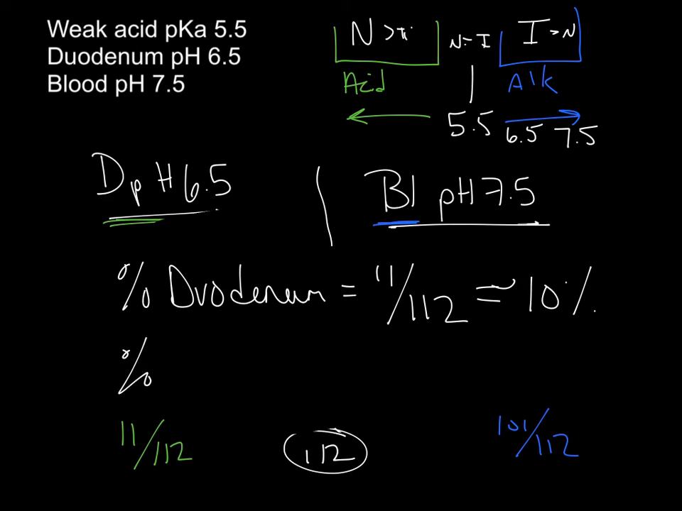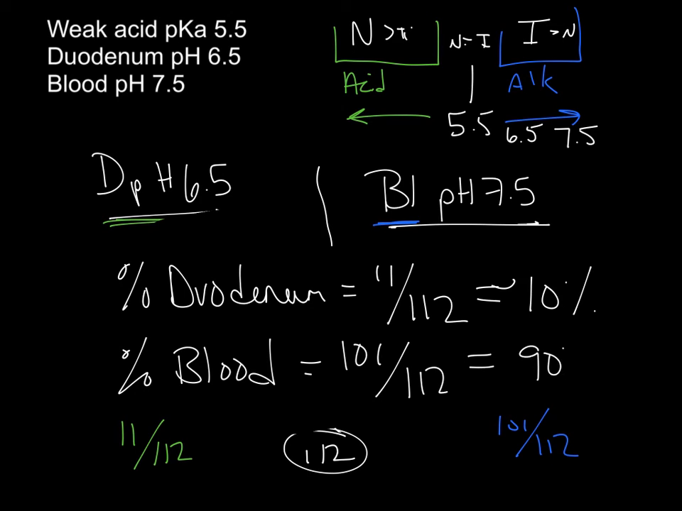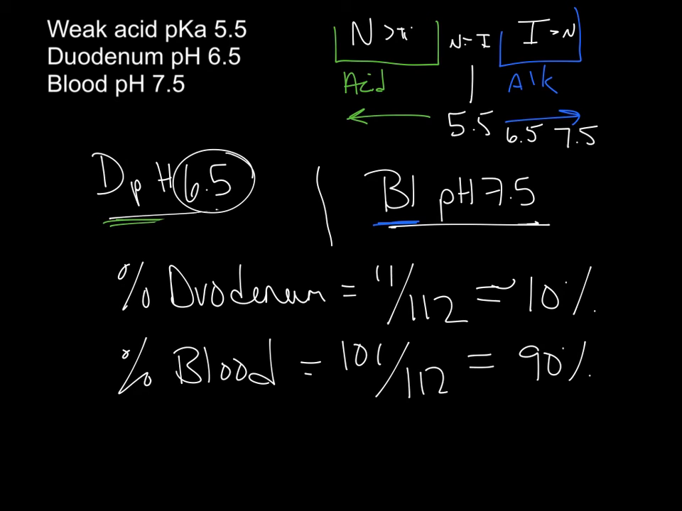And likewise, what percent is going to be in the blood when equilibrium has been reached? It'll be 101 out of a total of 112. So about 90%. So what we've really just said is that if we drop this drug into this scenario, about 10% of it at equilibrium will be in the pH 6.5 compartment, about 90% will be here.